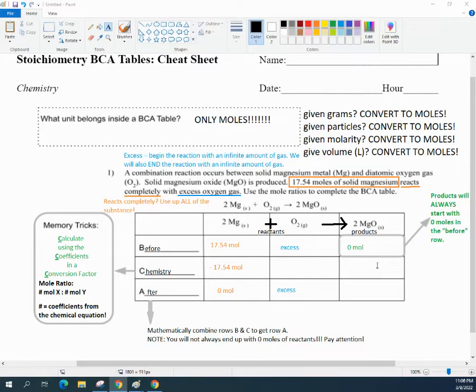Now, the reason why I'm pointing to this one for magnesium oxide is because it has a 1-to-1 ratio, 2-to-2 ratio with magnesium. That means if we have 2 moles of magnesium, we're going to make 2 moles of magnesium oxide. If we have 8 moles of magnesium, that means we're going to have 8 moles of magnesium oxide. If we have 42 billion moles of magnesium, we're going to have 42 billion moles of magnesium oxide. So if we have 17.54 moles of magnesium, that means we're going to have 17.54 moles of magnesium oxide. Again, I just understood the 1-to-1 ratio. I didn't really have to do any math at this point.